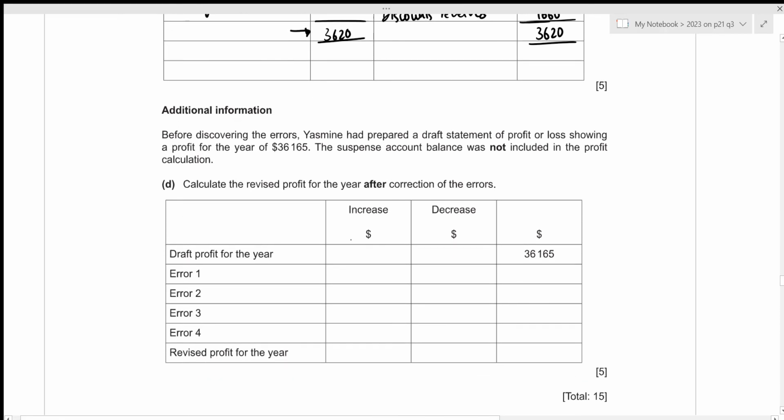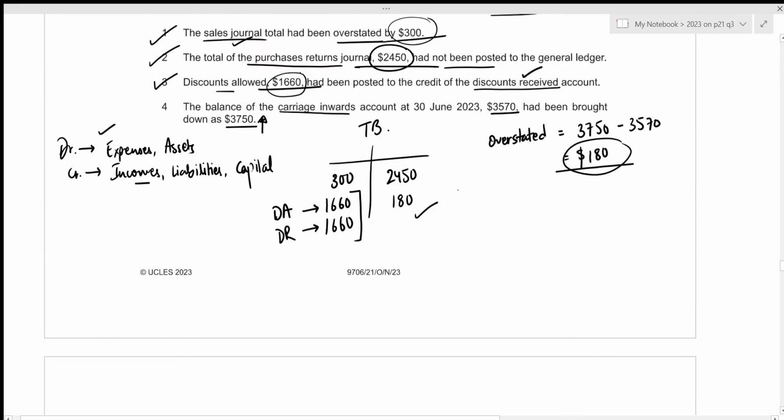We have been given additional information again. Before discovering the errors, Yasmin had prepared a draft statement of profit or loss showing a profit for the year of 36,165. The suspense account balance was not included in the profit calculation. So now we need to rectify those same errors within the statement of profit or loss. Okay. And we need to include any addition amount on the increase column and any amount to be subtracted within the decrease column. Let's start with the first error.